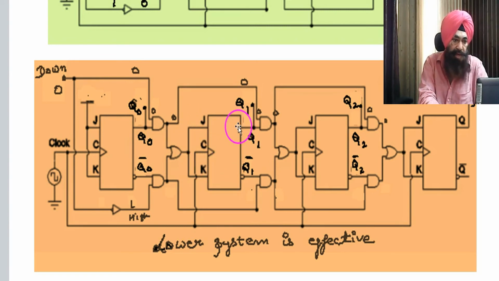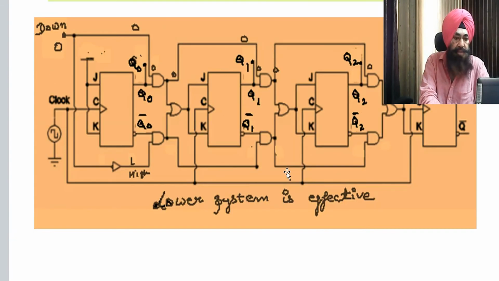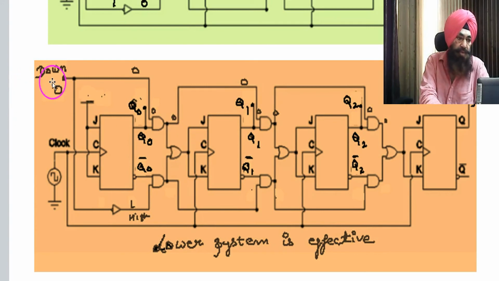Like that, when Q1 is low, Q1 complement will be high, this is also high, it passes the AND gate, passes the OR gate, and that becomes the high to this flip-flop. And so on. Now this is how the down counter works. That means here if this line is 0, this will act as the down counter.